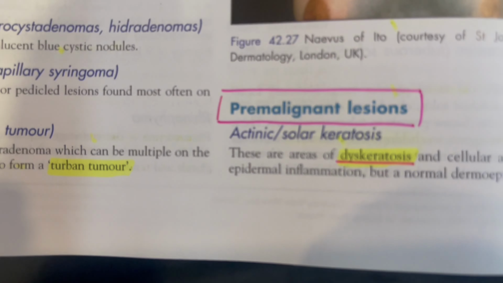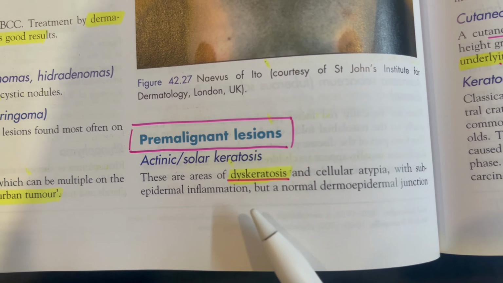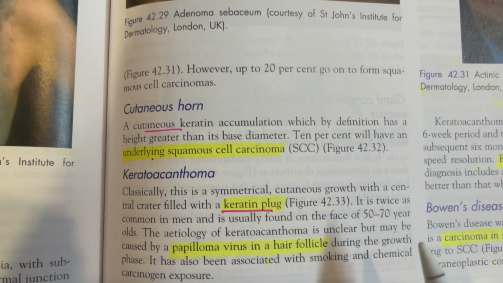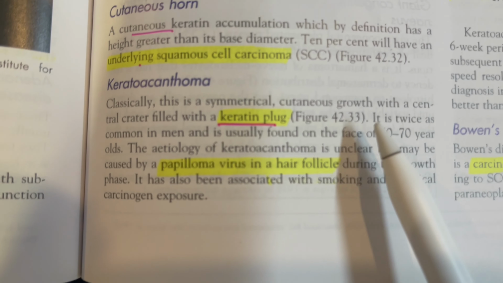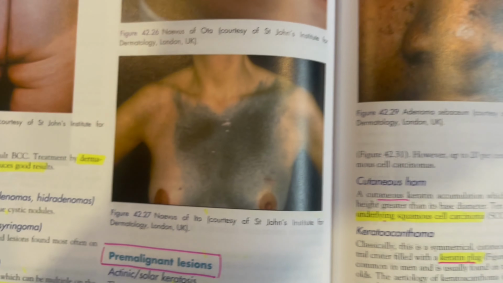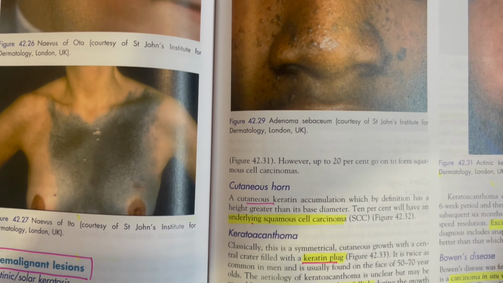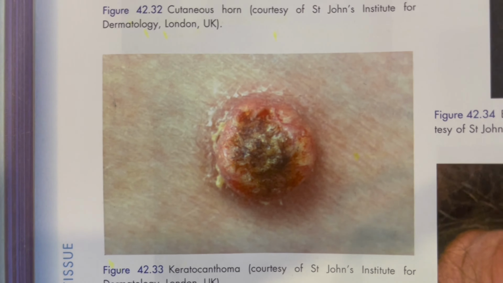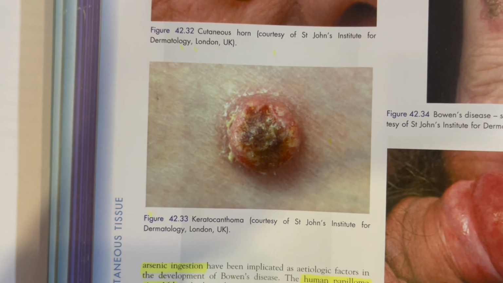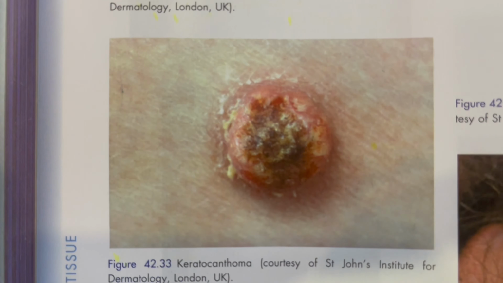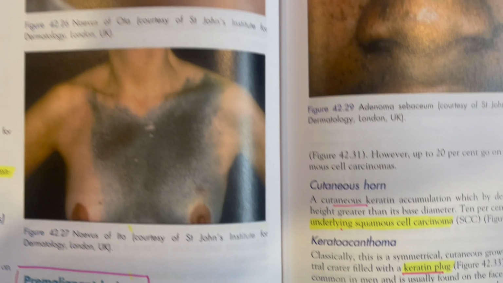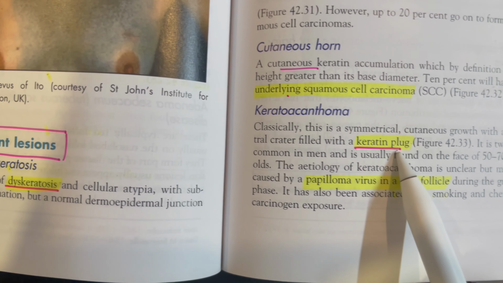Now some of the pre-malignant lesions. This is actinic keratosis. This is pre-malignant. Then keratoacanthoma, where there is a keratin pearl. This one is keratoacanthoma. This has to be differentiated from basal cell carcinoma. Here in keratoacanthoma there is a keratin pearl in between.